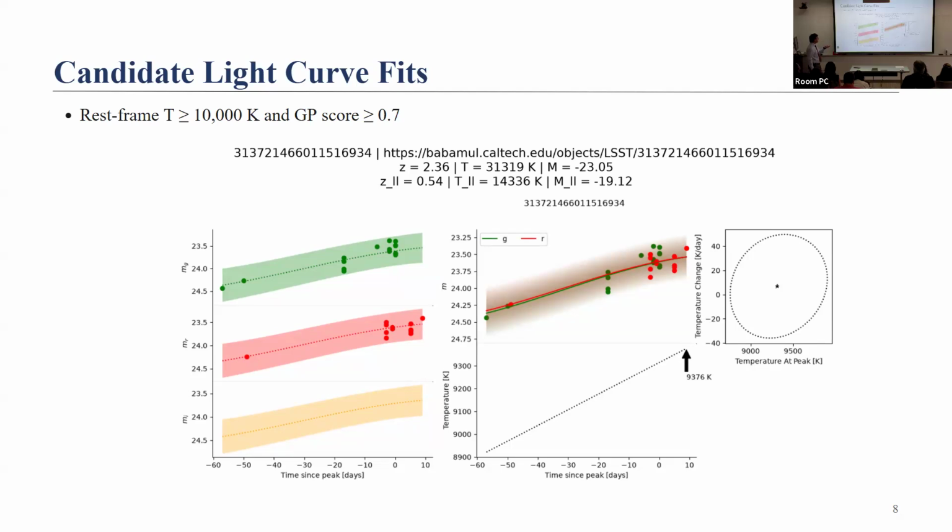This gives an idea about the color evolution of the candidate that we have. This is the temperature evolution across the period of detection. It also spits out the observed temperature. And this is the temperature evolution and a contour plot that shows us the uncertainty around the peak temperature. What you have in here, I just put it so that you can find more information about it. This is the source ID for this candidate. This is the Babamul website where you can track more information. And like I said, this is the peak observed temperature.